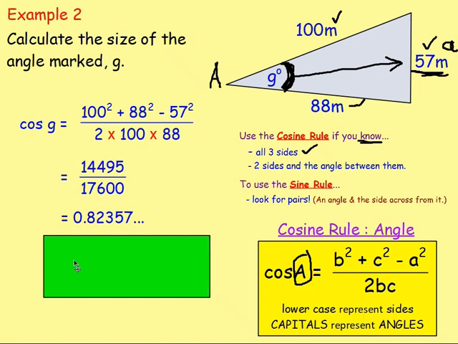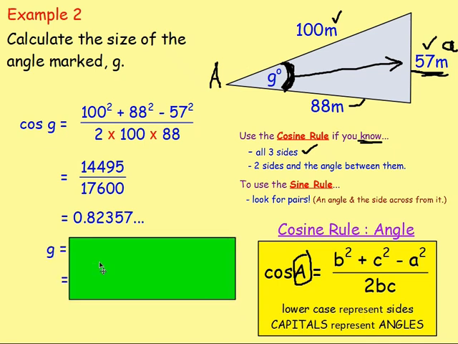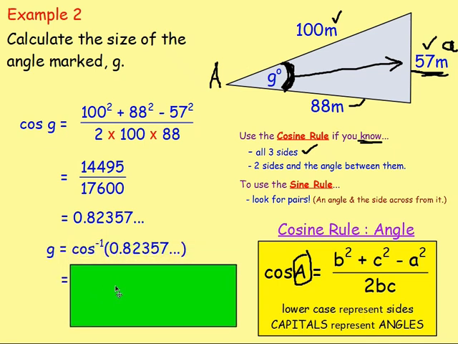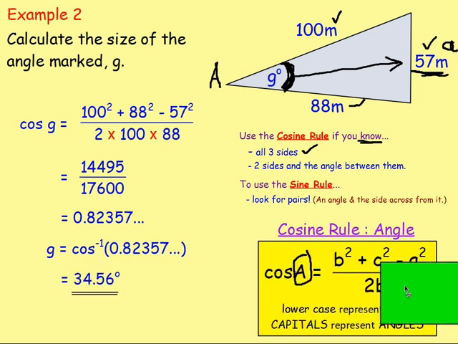You do indeed, yes. So to get G just on its own, you do cos to the minus 1 of that decimal. And if you type that in, you end up with 34.56 degrees, which is a lot more sensible. It's more likely to be that than 0.8 degrees. So don't stop at 0.8. You know that's obviously not 0.8 degrees. Yes, it's more likely to be the 34.56. Let's try another one.